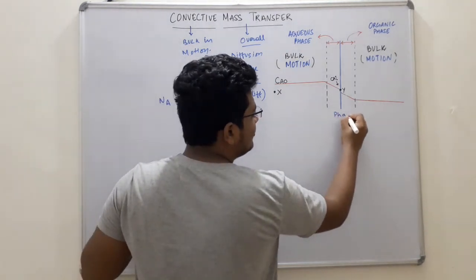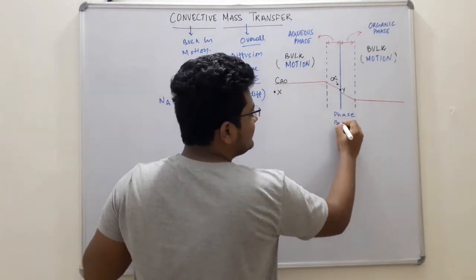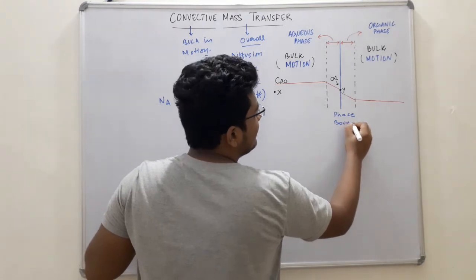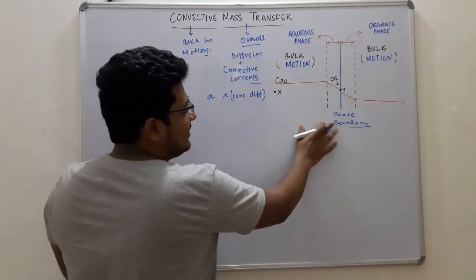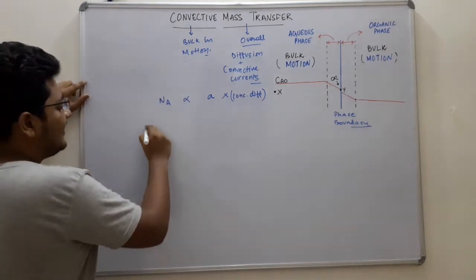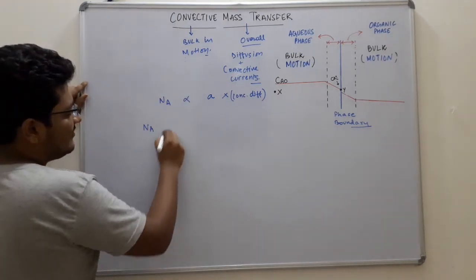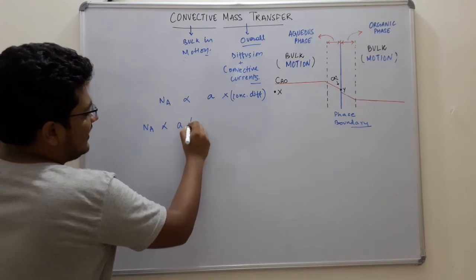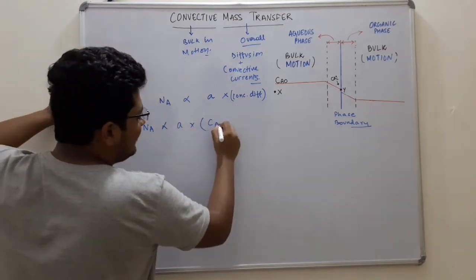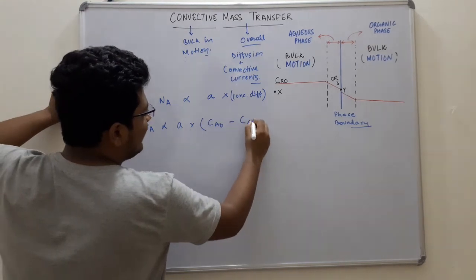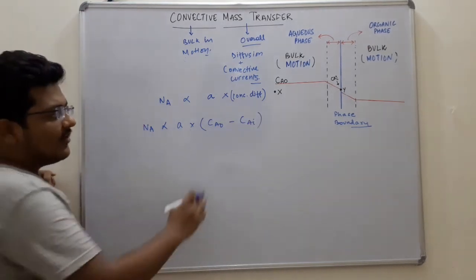If you have seen the video about film theory, you will understand everything. So this is the phase boundary. And now if you see, volumetric rate of mass transfer is directly proportional to area multiplied by the concentration difference, which is CaO minus CaI. Okay, CaO minus CaI.